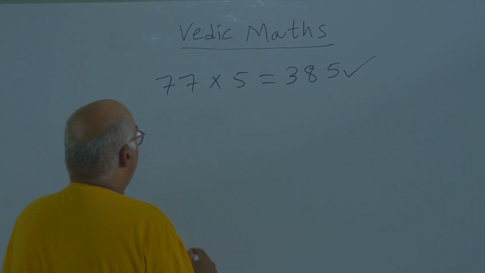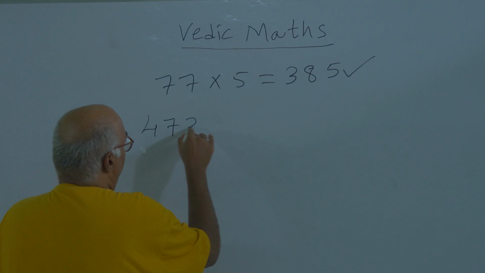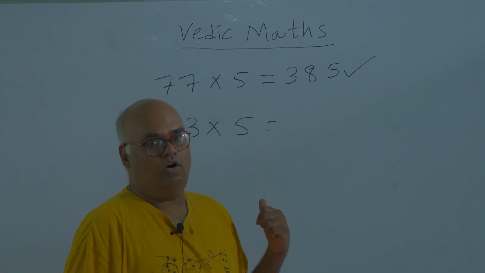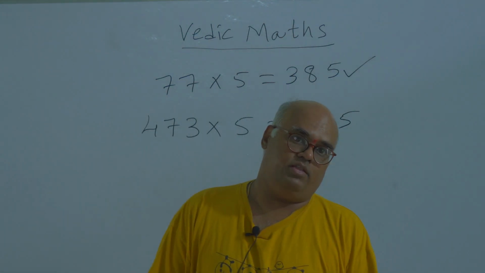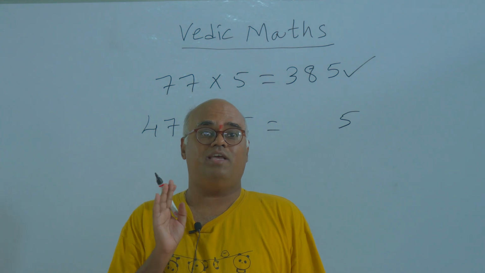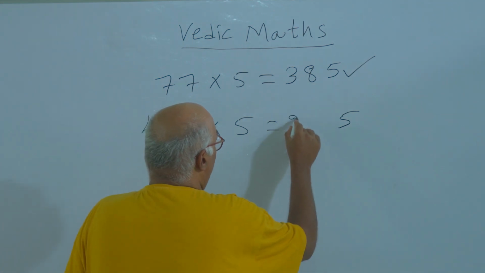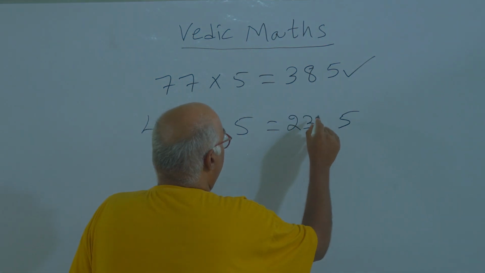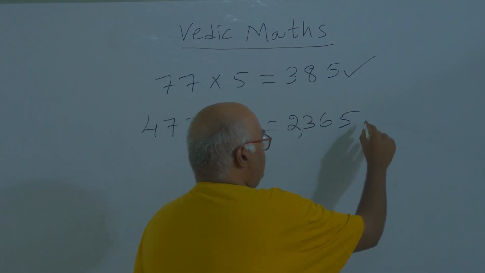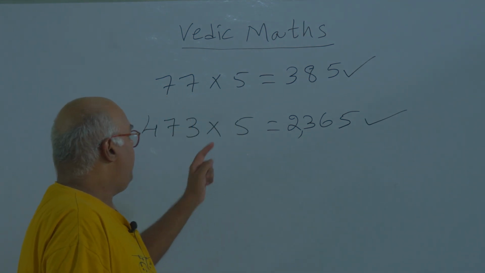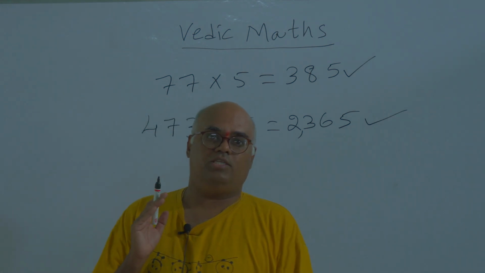Now I will take a 3-digit odd number. For example, 473 into 5. So 473 is an odd number. Put 5 in the unit place of the answer. Now subtract 1 from 473. 473 minus 1 is 472. Find half of 472. Half of 472 is 236. So 2365 is the required answer. So 473 into 5 is equal to 2365.